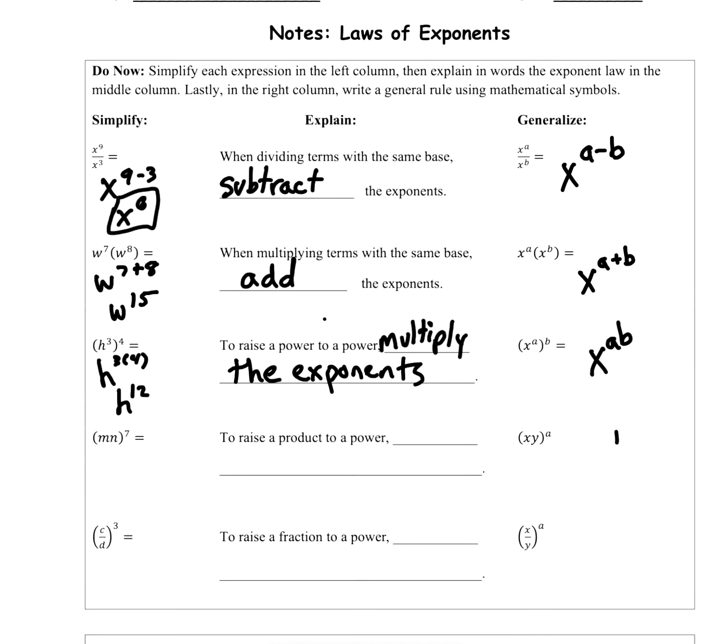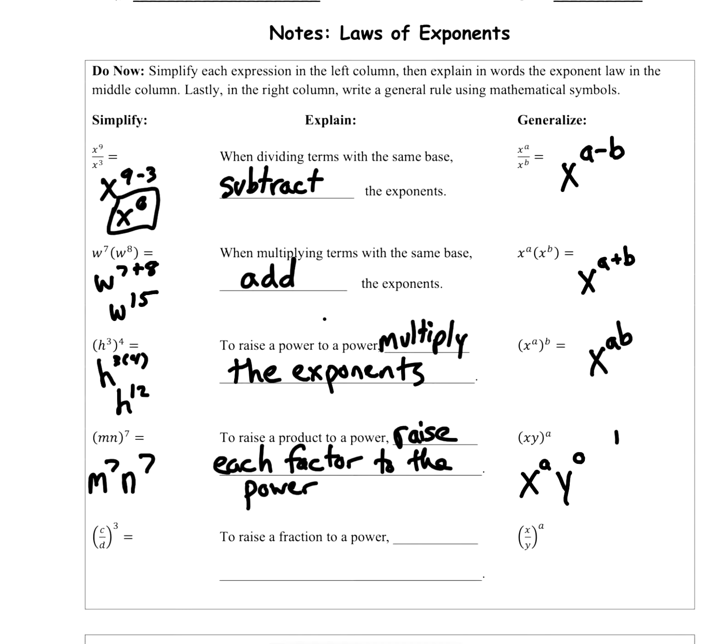Now when you raise a product to a power, you want to make sure that you raise each factor to that power. So it's m times n to the seventh. So that would be m to the seventh times n to the seventh. So each factor is getting raised to that power. So generalized, x times y to the a would be x to the a times y to the a.